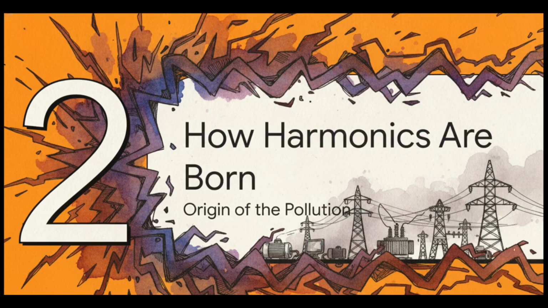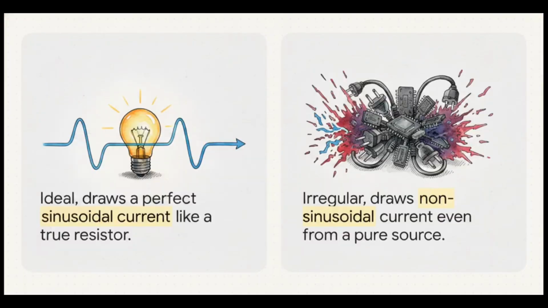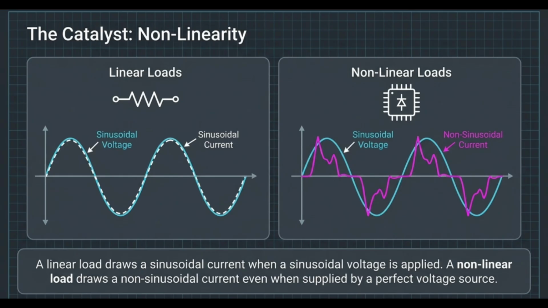Moving right along to Section 2, how harmonics are born. So where are these mathematical gremlins actually coming from? Well, the main culprits fracturing the perfect wave are nonlinear loads. A linear load, like an ideal resistor or a standard induction motor running at steady state, is pretty predictable. Feed it a smooth voltage, and it draws a continuous proportional current.